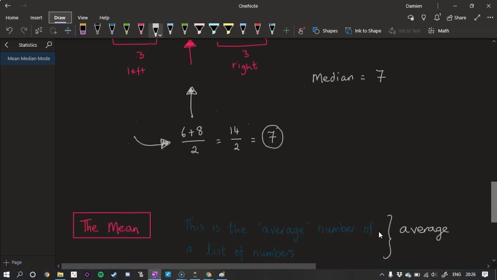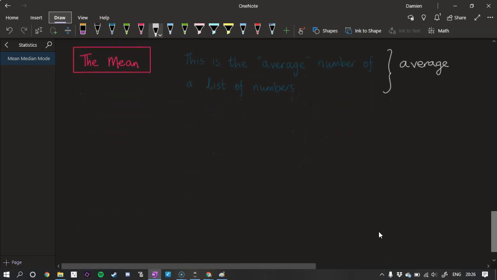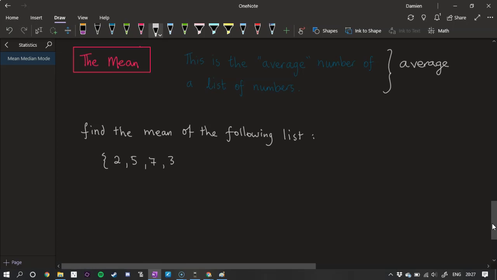Okay, and then we're going to move on to the last one, which is mean. And this is traditionally average. So let's take an example of how to find the mean. Let's say the question says, find the mean of the following list of numbers. And it gives us a bunch of numbers. So let's say we've got 2, 5, 7, 3, and 3. So we want to find the average. So these could be results in a test.